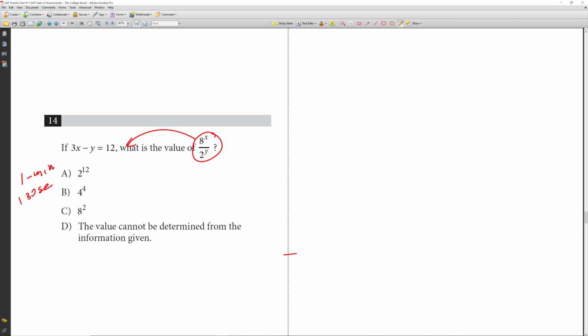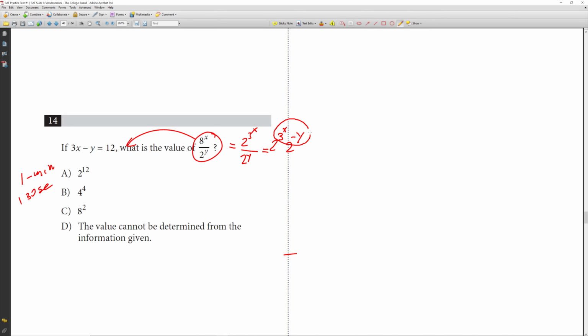Well, let's try to get into the same base first. So 8 is really 2 to the 3, and then that to the x. So I could rewrite this as 2 to the 3 to the x over 2 to the y. The next thing you need to know is that anything in the denominator is really a negative exponent in the numerator. So you could rewrite this further as 2 to the 3x times 2 to the minus y.